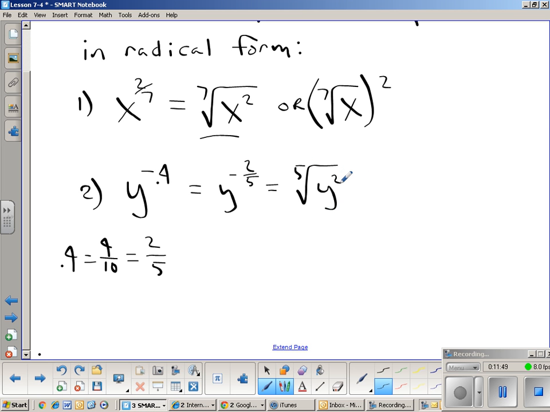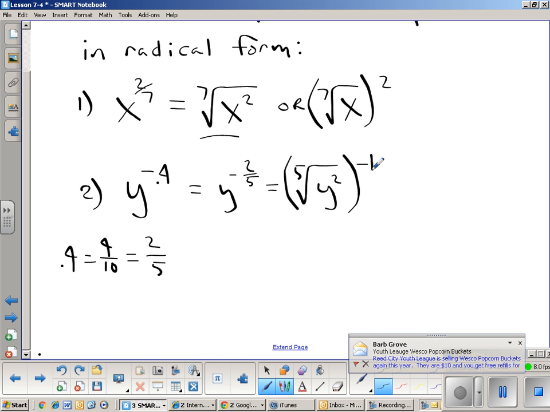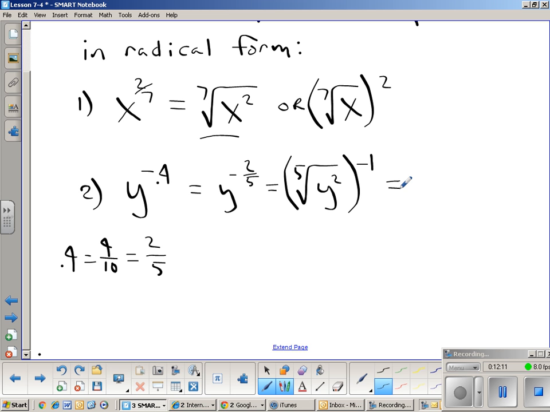Well, what if I did this? Do I still have my negative? I do. So that might be the easiest way to deal with that. Put that negative out there, and now I can deal with the negative. What does it mean to be a negative exponent? This is what I asked earlier, and you were in the middle of copying. Yeah, Noah? What's that?